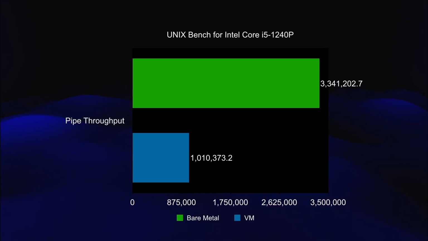The same again, bare metal, VM, doing the same. However, where we start diverging is pipe throughput. So this would be pipes that are connected between applications and they're transferring data through the pipe mechanism to do that. It's 3 times slower on the VM than the bare metal.